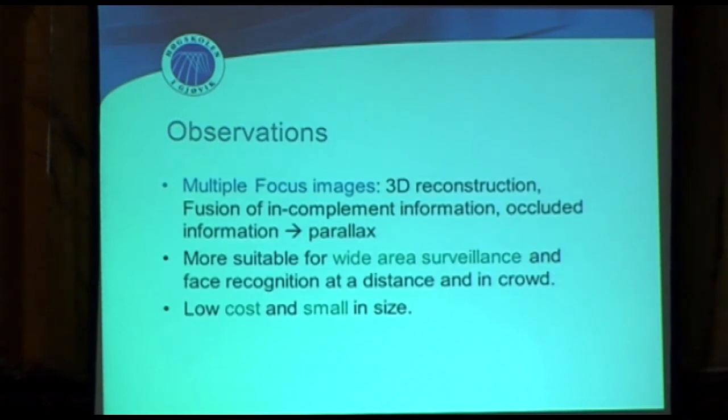So what are the observations? These are the basic observations that we obtained when we experimented with this light field camera. The main advantage of using the light field camera is that it can provide multiple focus images in a single shot. As an advantage, one can obtain a nice 3D reconstruction. One can also try a fusion in a complementary scheme, because the multifocus images will always have supplementary information between them. And we can also try to overcome the occluded information, for example, by exploiting the parallax information that is also available within the light field camera.